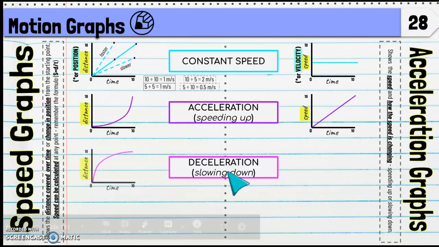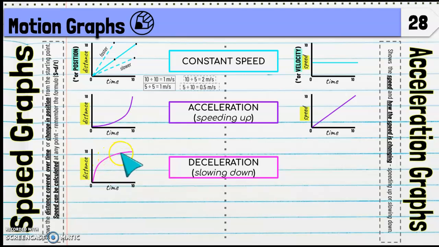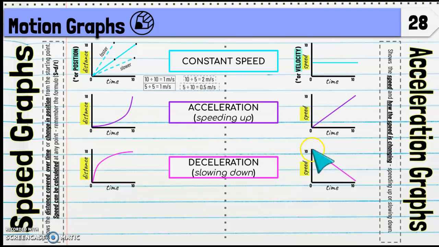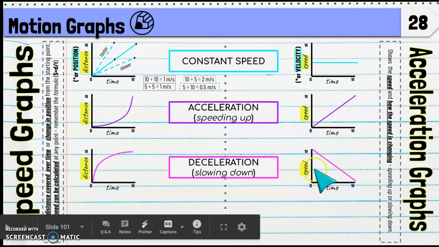Deceleration or slowing down. In the speed graph, we can see the object initially was covering a lot of distance in a short amount of time, but then the line got less steep, so it slowed down. Because again, remember, the less steep the line, the slower it is moving. Then looking at an acceleration graph, you can see the speed started at 10 and now it goes down to 0.